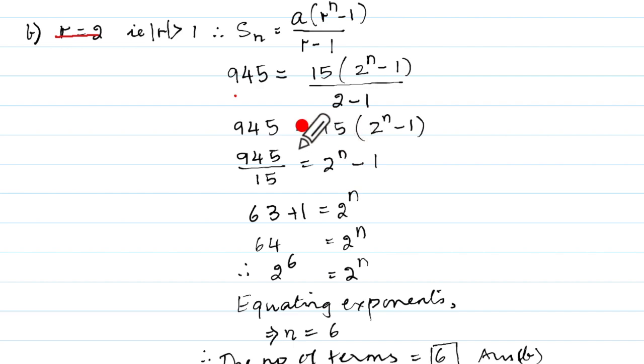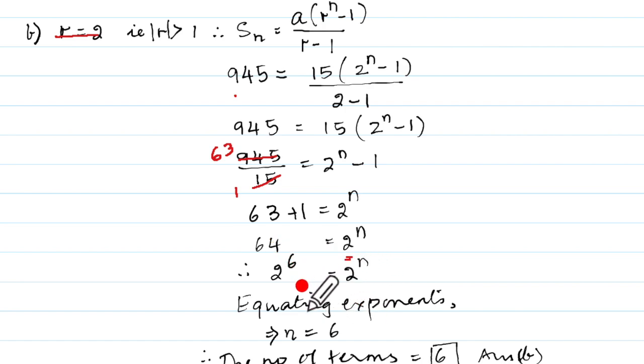Then we transfer 15 to that side. So it will become 15 ones are 15, 15 sixes are 90, remain 4, and 15 threes are 45, so 63. Then this 63 we write and transfer this one to that side. So you'll have 2 to the power n remaining on the left side, which is equal to 64. We must have a power of 2 this side. So we convert this 64 as a power of 2. 2 to the power 6 is 64.